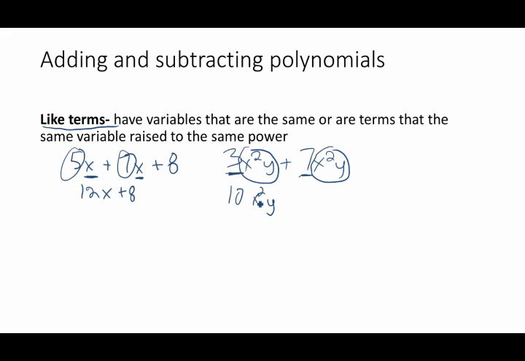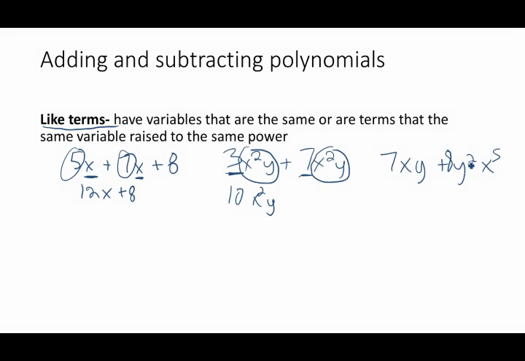An example that we couldn't simplify any further would be 7xy plus y squared x to the 5th. If we had this, we couldn't actually add them. This would be the simplest form because they do not have the same variables.